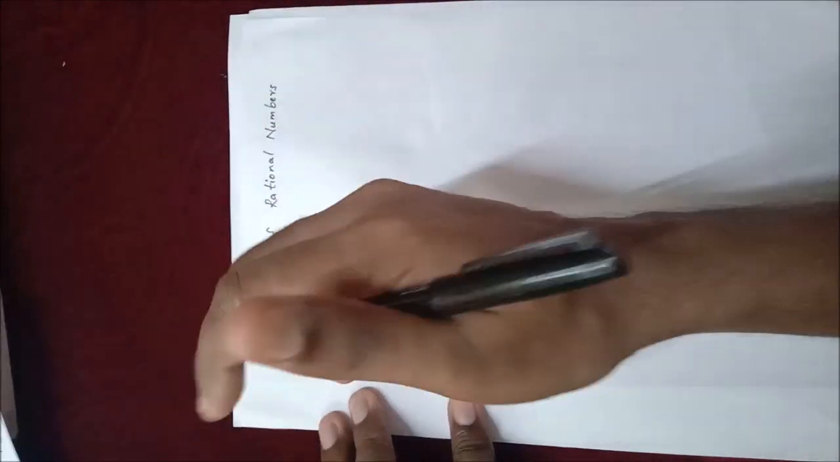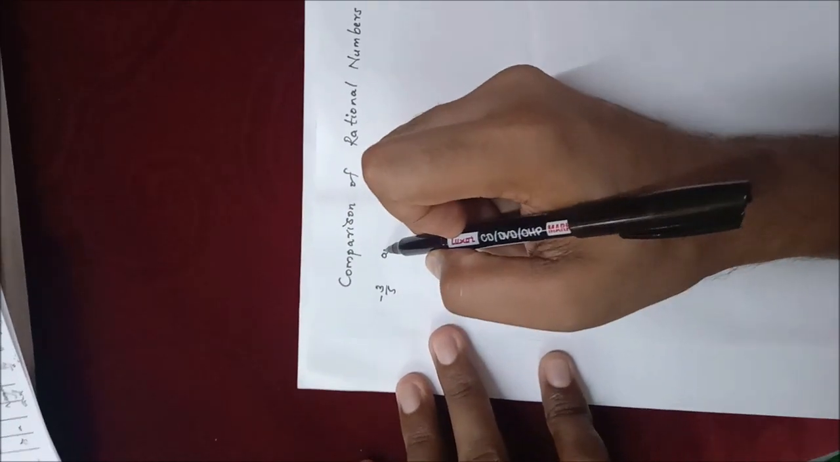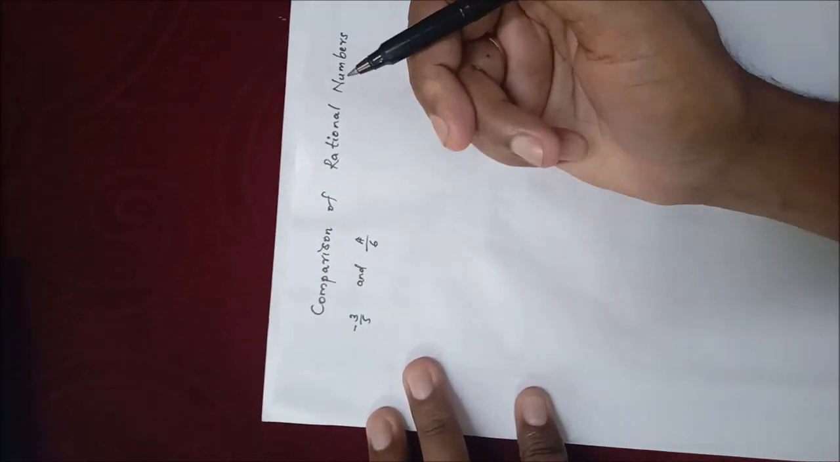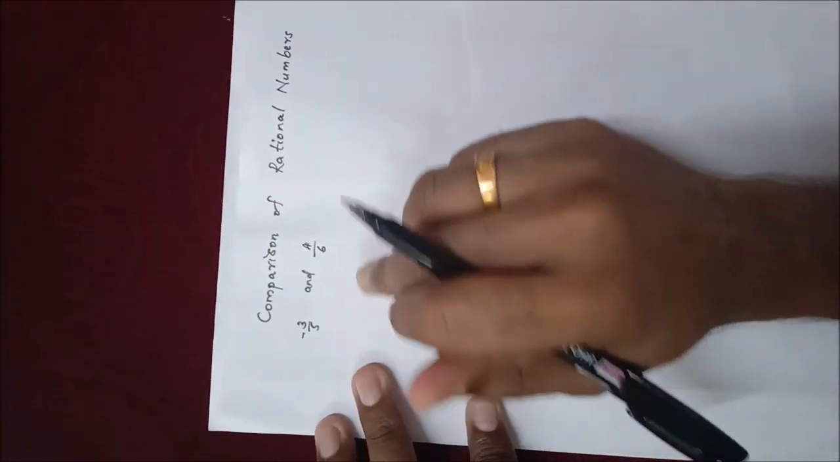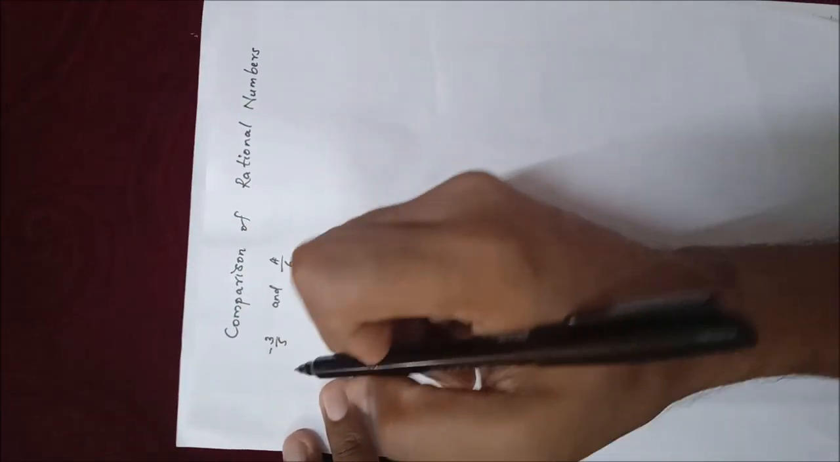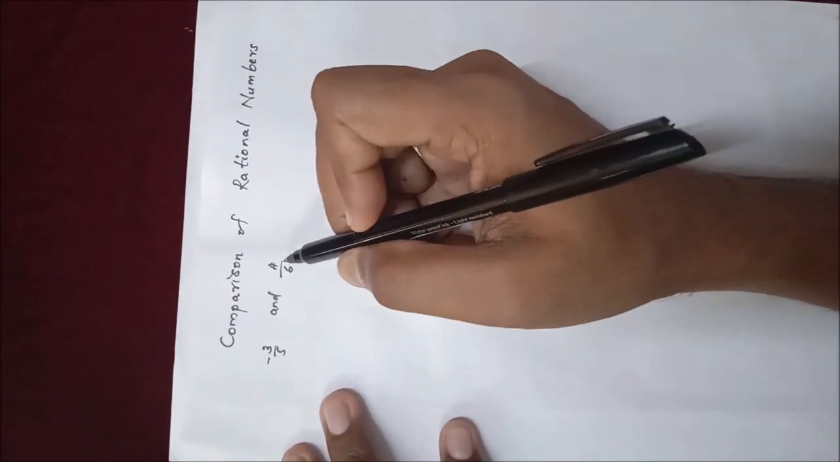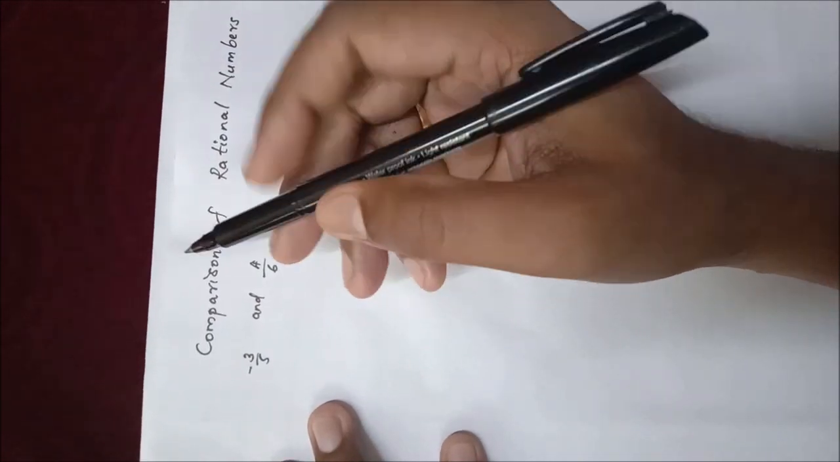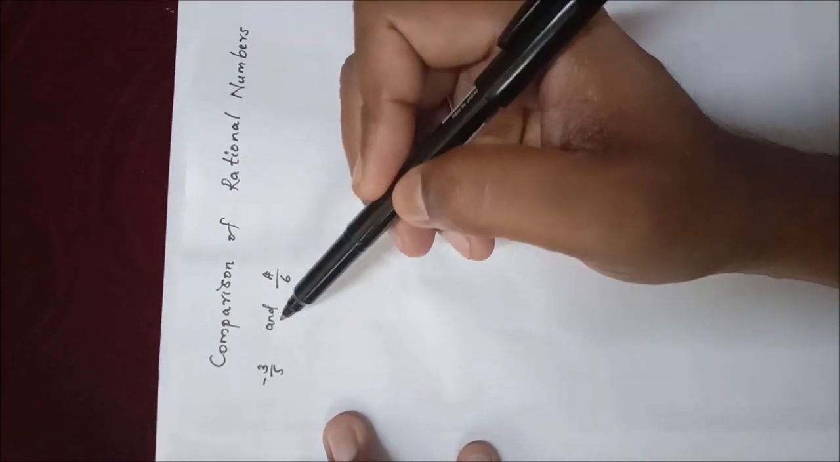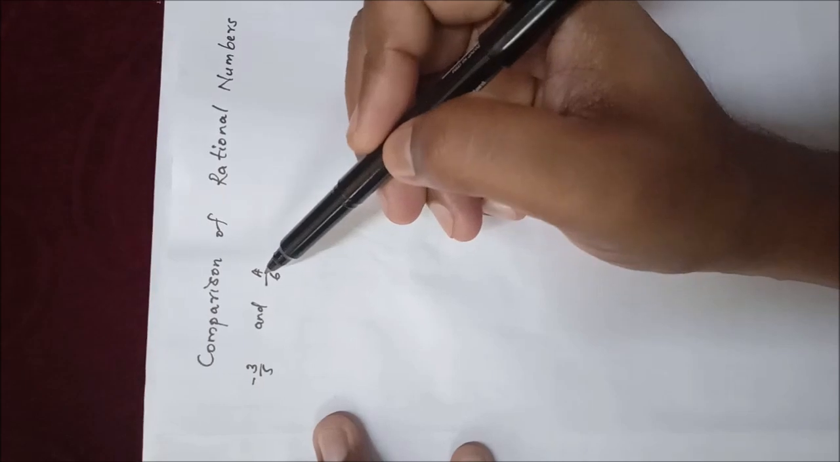Now I am going to demonstrate the section comparison of rational numbers with some examples. First, we will consider two rational numbers, minus 3 upon 5 and 4 upon 6. Here we are going to compare these two rational numbers by using the first method, that is making common denominator. And we know that minus 3 upon 5 is a negative rational number and 4 upon 6 is a positive rational number. And obviously we know that 4 upon 6 will be greater than minus 3 upon 5, since 4 upon 6 is a positive rational number.